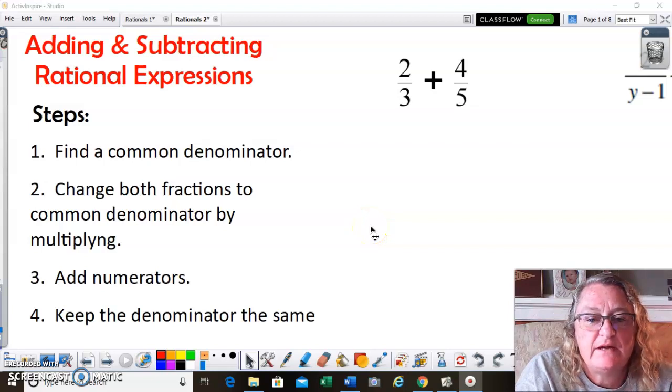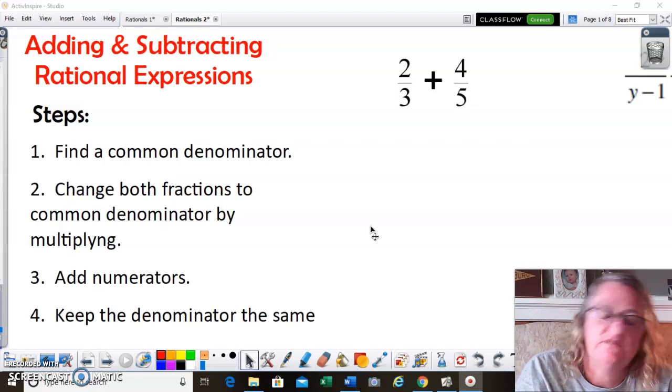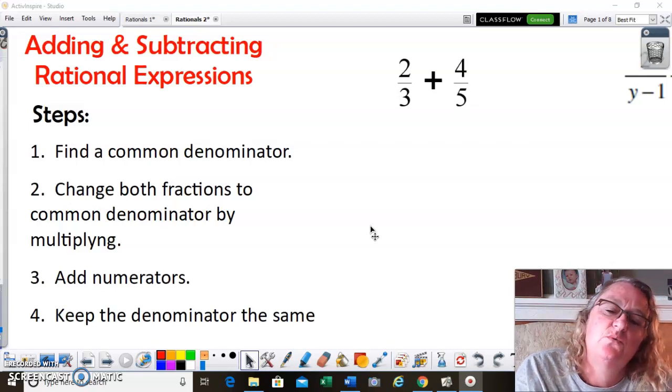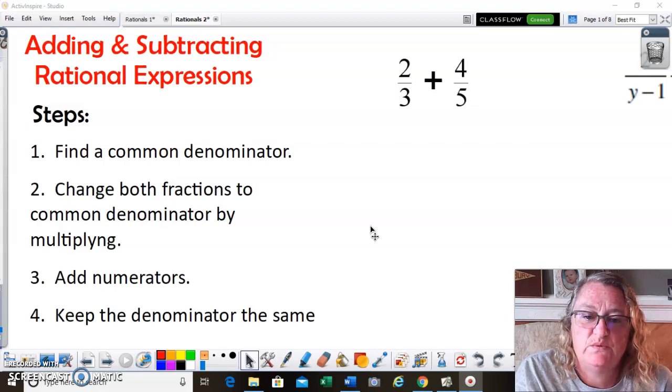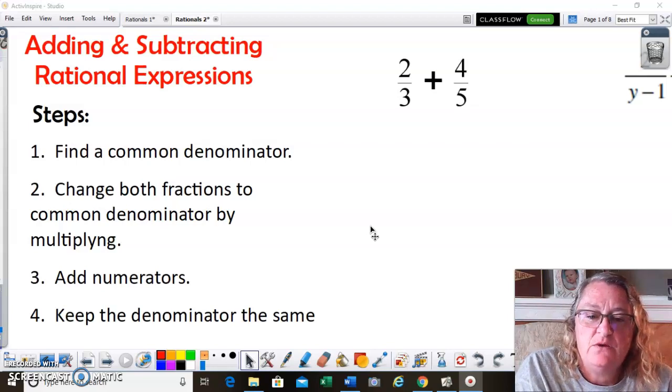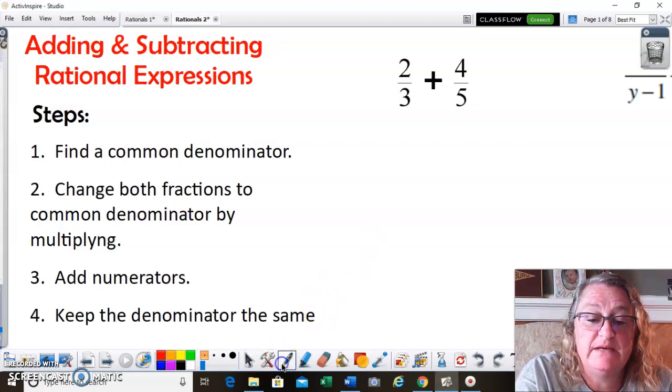This week we're talking about adding and subtracting rational expressions. So we want to start with something basic that we know how to do so that we can relate it to the polynomials again. So we know how to add and subtract fractions, which is what we're going to start with. When you're adding and subtracting fractions, you have to make sure that you have a common denominator.